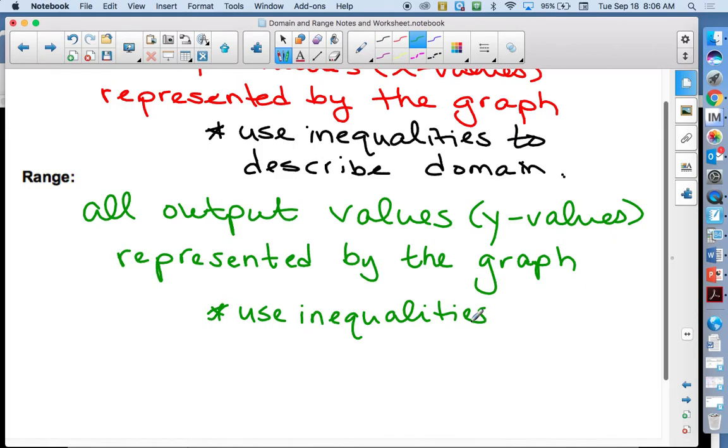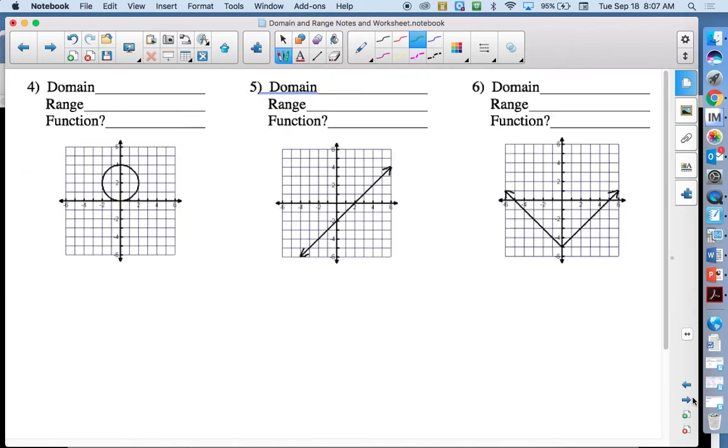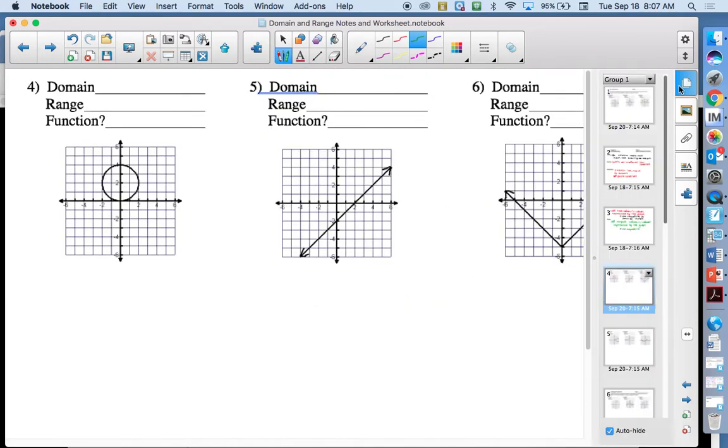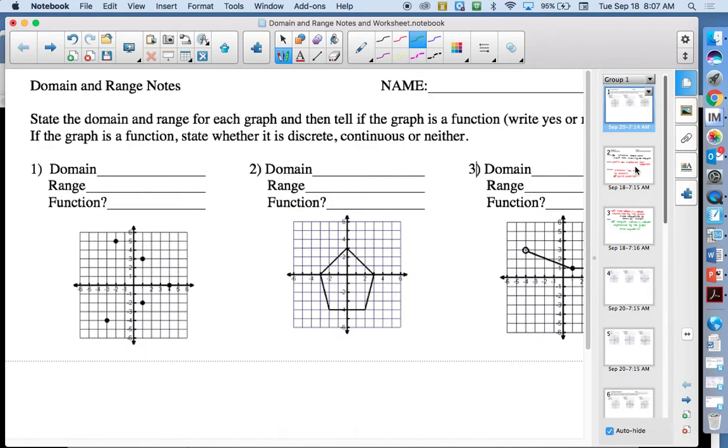I passed out a packet that has a ton of graphs on it. There are a lot of graphs. We're going to see how many graphs we can work through on the front of this. Let's just go through examples to determine if it's a function, if that function is discrete or continuous, and then the domain and range of the graph. And we're going to just start on the front. So using these definitions, we're going to try and see if we can figure out what the domain and the range would be for any given graph.